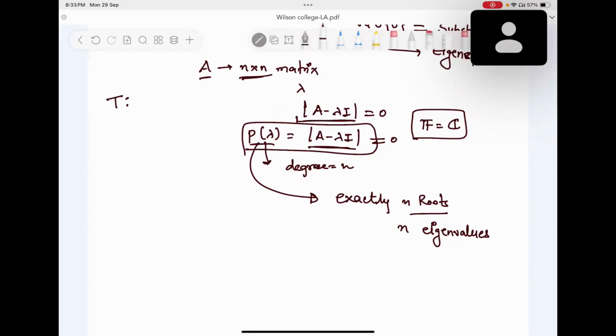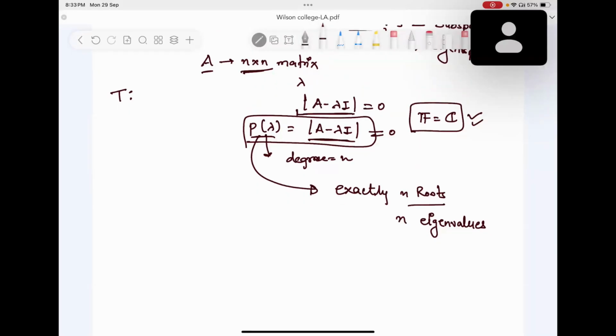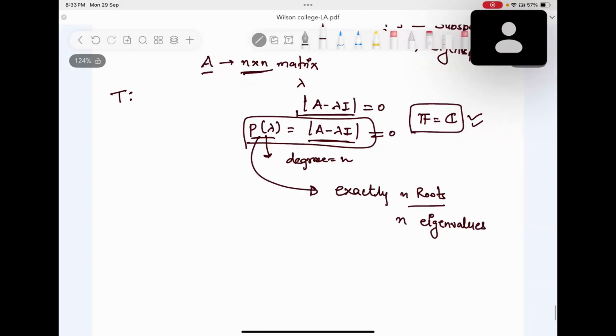So every matrix is a linear transformation, every linear transformation is a matrix. So in finite dimensional, if your field is complex, then you can always find eigenvalues corresponding to that matrix. If your matrix is n cross n, then you will have exactly n eigenvalues corresponding to that n cross n matrix.